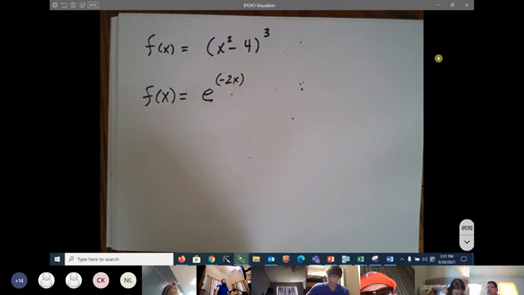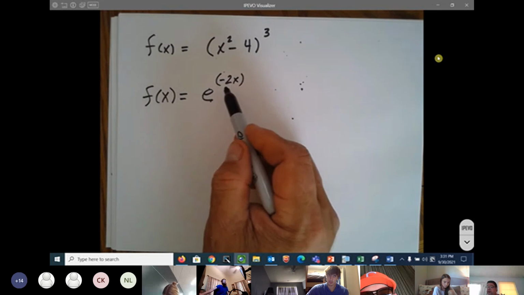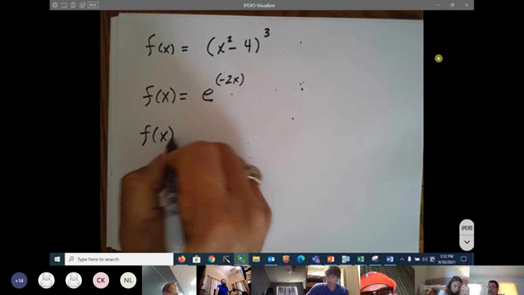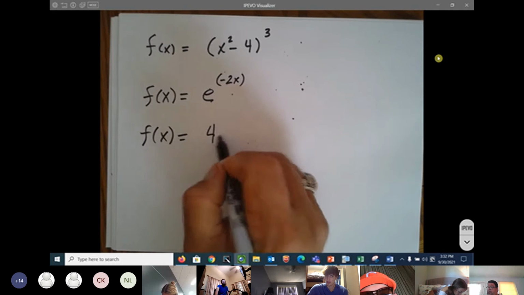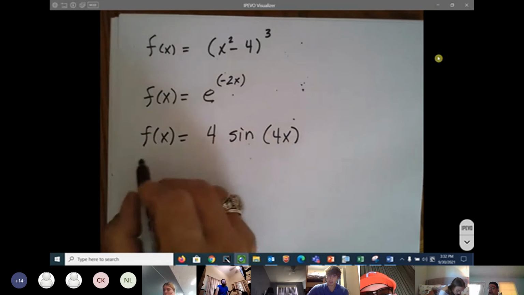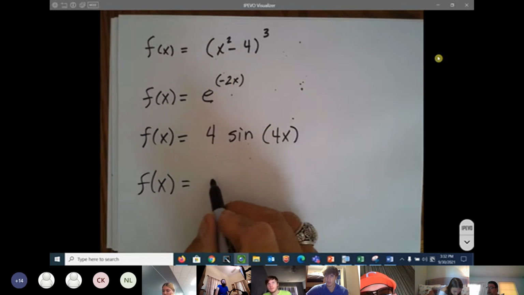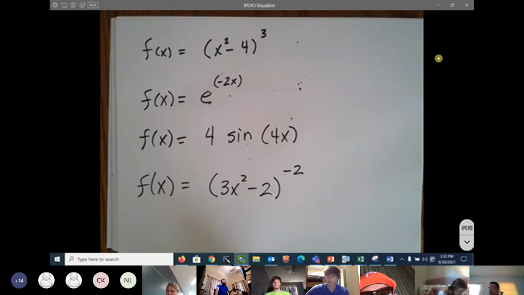I'm not talking about parentheses like around x plus 2 and x plus 3. I'm talking about parentheses with a logarithm, parentheses with an exponent, parentheses with an e, parentheses with a trig function. And of course, y'all don't have to worry about trig, but 4 times the sine of 4x. F of x is equal to (3x squared minus 2) to the negative 2 power. These are all examples of parentheses.